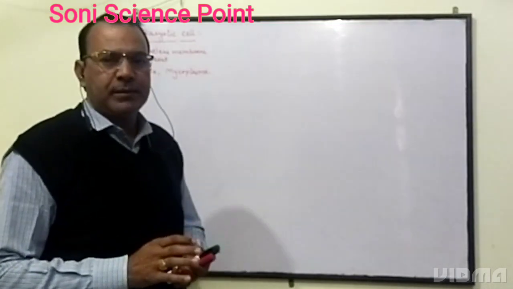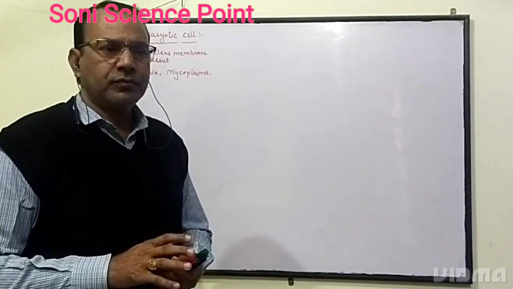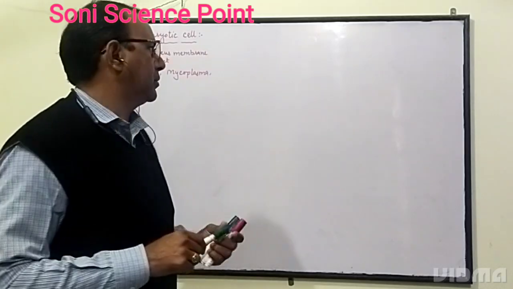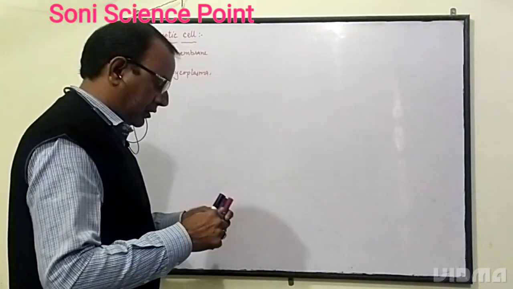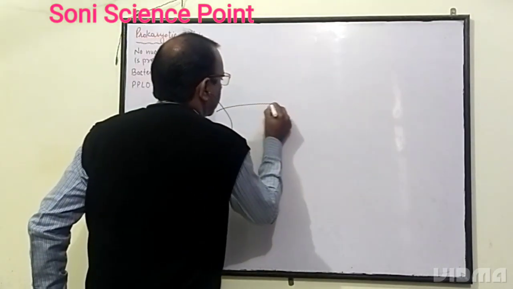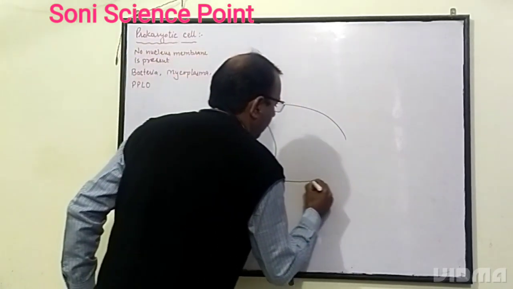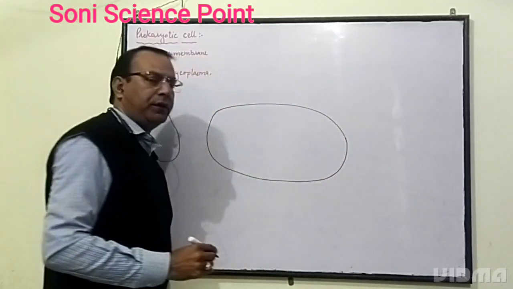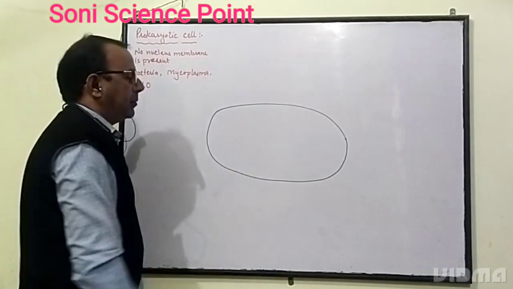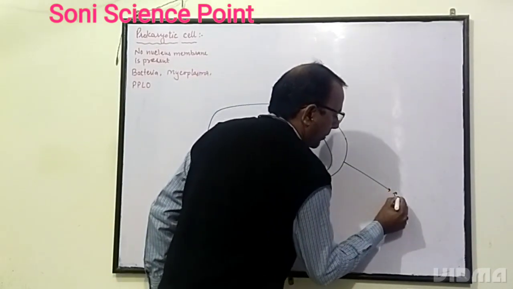Although different organisms have different shapes and sizes of cells, the ultrastructure of the prokaryotic cell is similar in all organisms. Firstly, we draw the structure of a prokaryotic cell. This is an oval-shaped prokaryotic cell. Although there are different shapes and sizes of cells, first we will take the oval shape. The outer membrane is called the cell membrane.